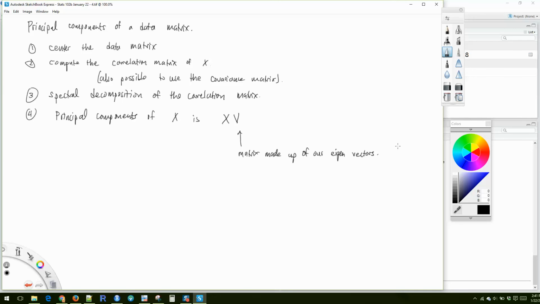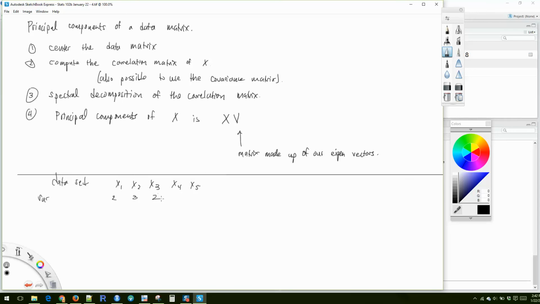Using the correlation matrix versus using the covariance matrix. So if we have a data set with several variables, X1, X2, X3, X4, X5, etc., and then we ask for the variance of each of these. Say the variance of X1 is 2, 3, 2, 4, and then we have 500.